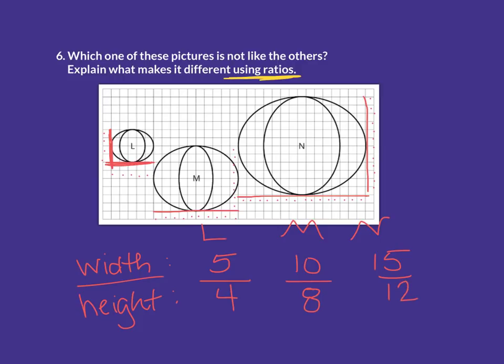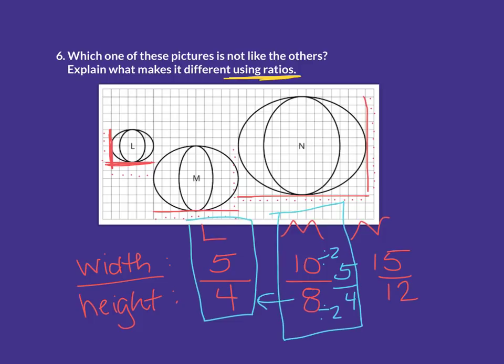Now, in order to compare them, the best way to do that would be to reduce them, which means we're looking for the gazintas. So 5 and 4 don't share a gazinta. That's already reduced to its lowest form. For M, the biggest number that gazinta both of them is 2. Divide top and bottom by 2. 10 divided by 2 is 5. 8 divided by 2 is 4. Well, that's the same. So I know ultimately M is 5 to 4, just like L is.